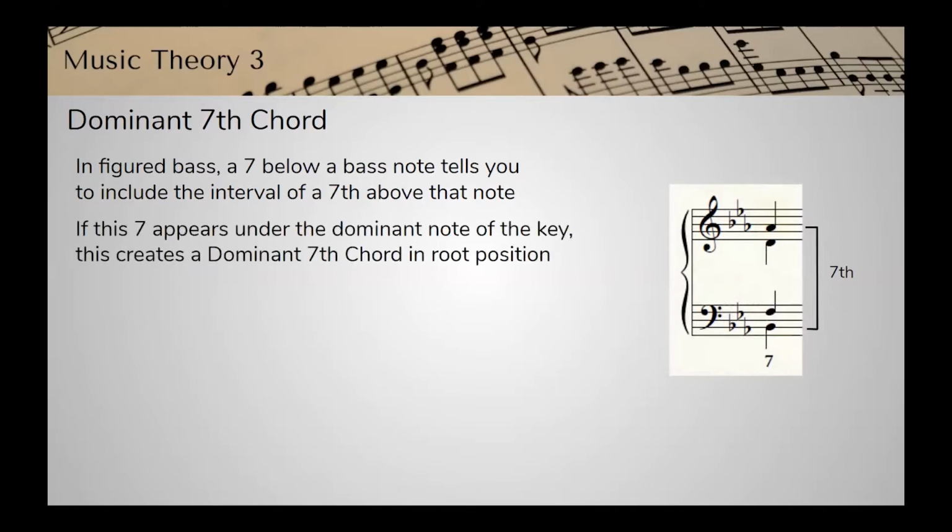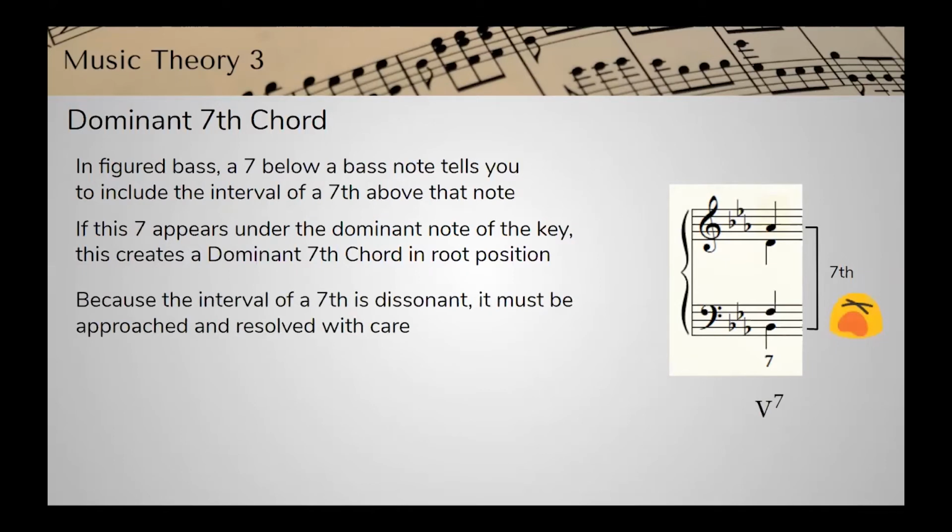If this 7 appears under the dominant note of the key, which is the fifth note of the scale, it creates what's called a dominant seventh chord in root position. And since the tonic key that we have here is E flat, the B flat is the dominant tone. So when we put a 7 under that B flat, it becomes a dominant seventh chord. The Roman numeral for it would be a 5-7.